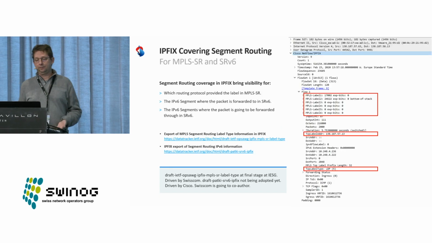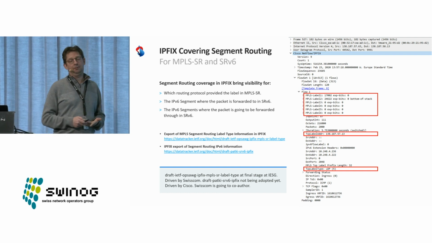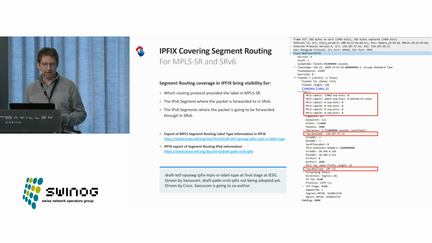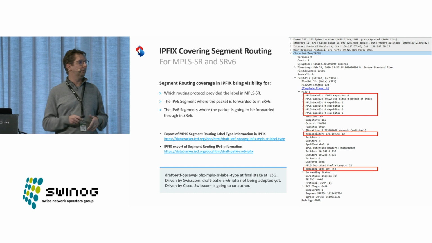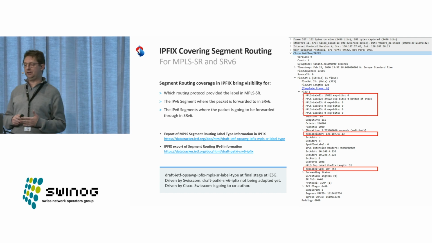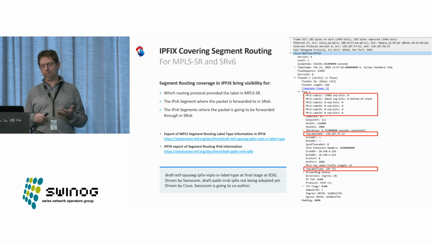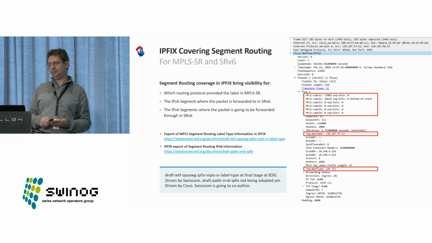For IPFIX, as you saw in the beginning, segment routing is important for us. So IPFIX gives us the coverage of the forwarding plane. These are the two drafts covering all the segment routing specific attributes needed to actually see the segments, the labels, and also to which loopbacks the forwarding is happening in segment routing.